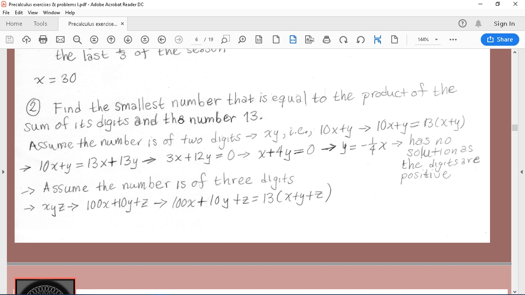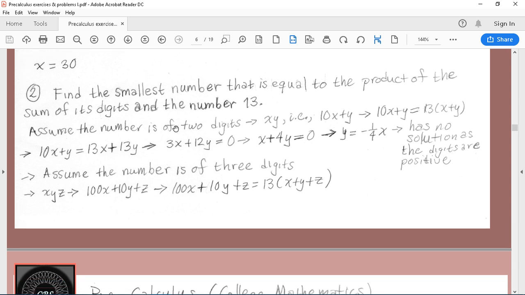Okay, the next problem is the following. Find the smallest number that is equal to the product of the sum of its digits and the number 13. Okay, first we're going to assume that our number is made up of two digits. So our number is xy, y being the digit of units, and x being the digit corresponding to tens, which means that our number is 10x plus y.